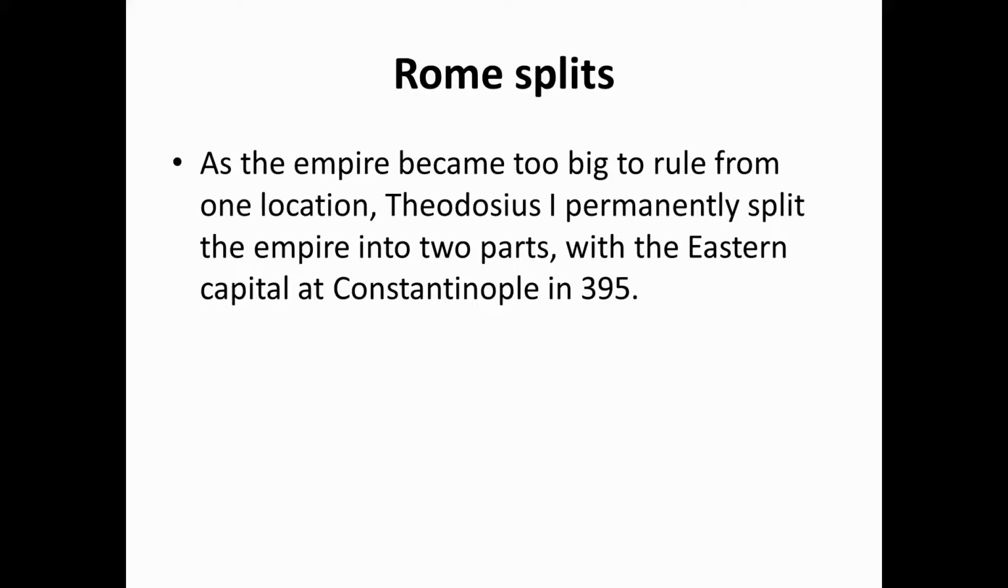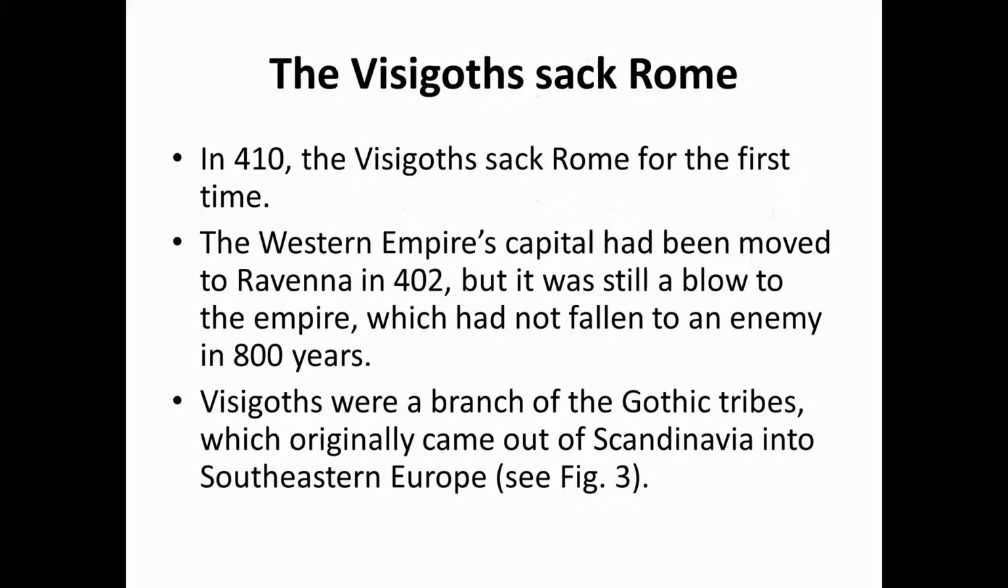Around 395, when the empire becomes just way too big, Theodosius I permanently split the empire into two parts, with the eastern capital at Constantinople. So this is where, in the slide, we had the Eastern Roman Empire with the capital of Constantinople, and the Western Roman Empire with the capital at Rome. So this kind of became a formal split. The capital later moves from Rome to Ravenna, but the two empires are now apart.